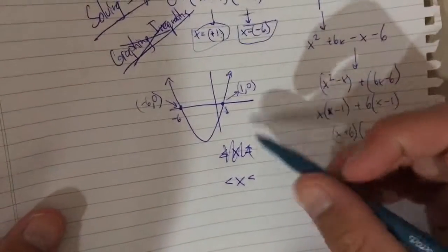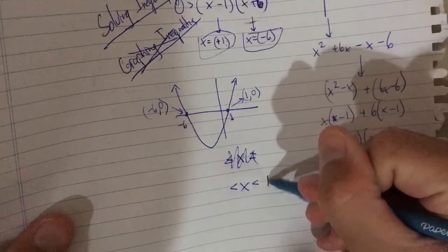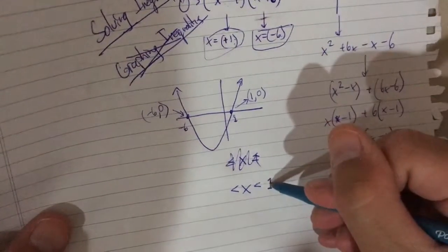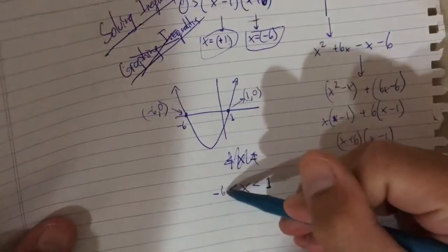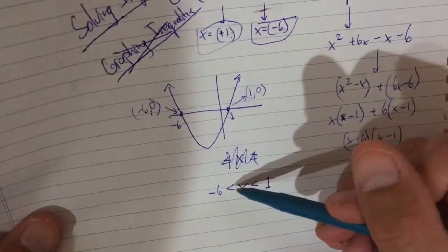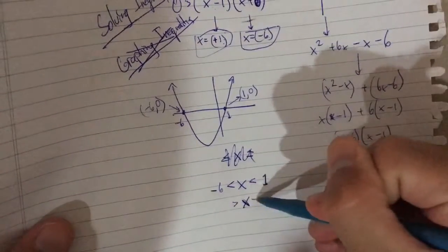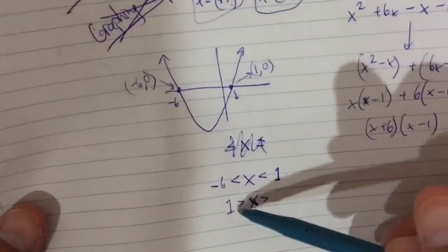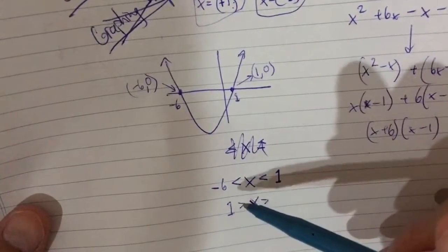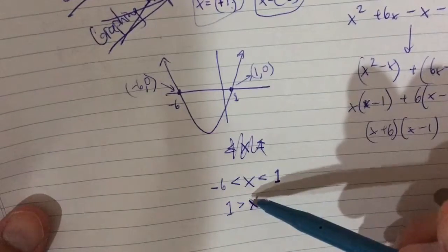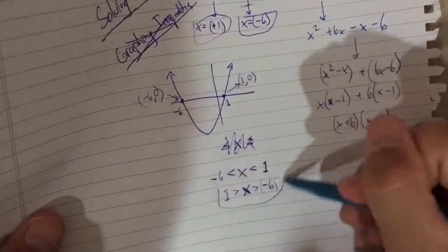And what we're going to do is put the x values here. So we're going to put the bigger x value in such a way that it's greater than x, and then the smaller value, technically -6, we're going to put being less than x. So you can write it this way, or you might write it this way. Again, the bigger value, 1, has to be greater than x, and x has to be greater than the smaller number, okay? So that's your answer right there.